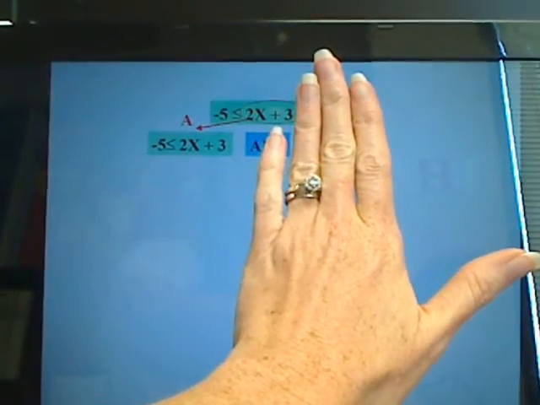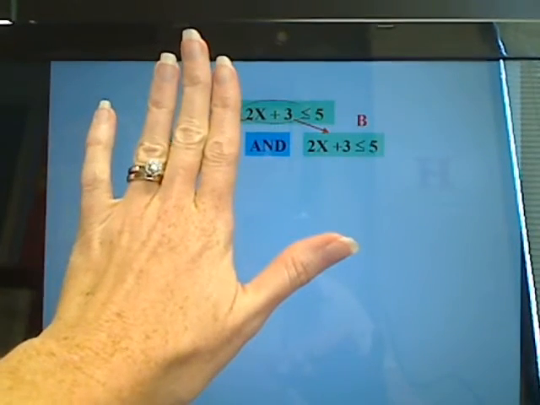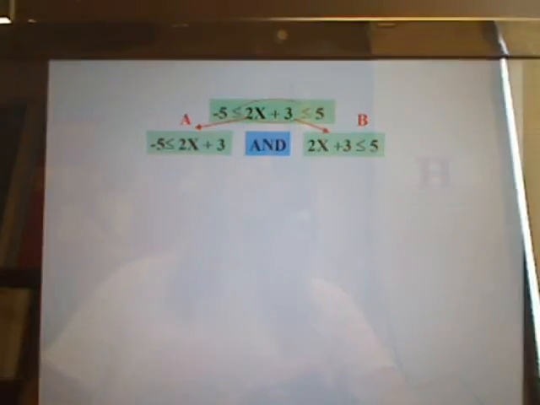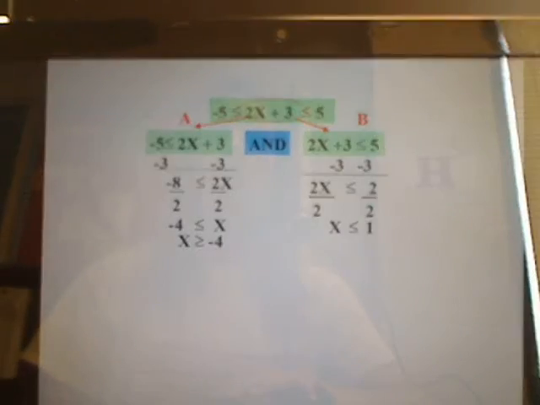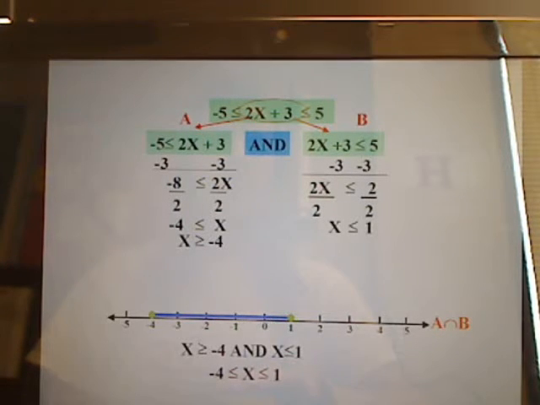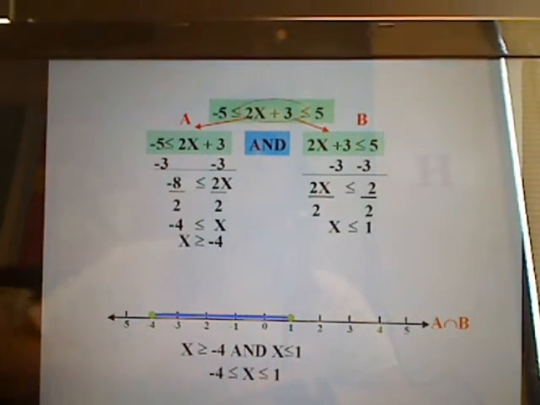So here's the lower piece. The circle and the arrow. There's your lower piece. And then there's your upper piece. Circle and the arrow. And that's how you write your two pieces. And then you solve. And then there's your graph. So greater than -4, less than 1. Intersections have to go between those two.